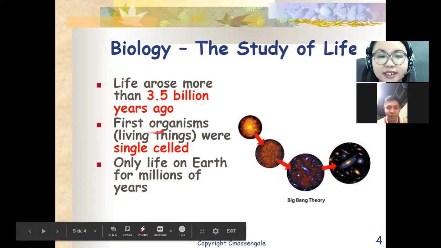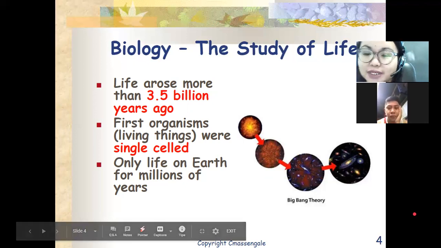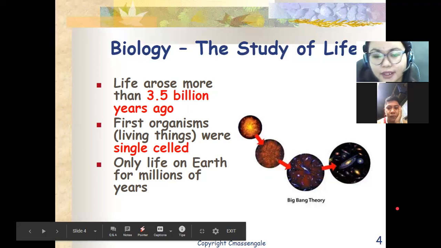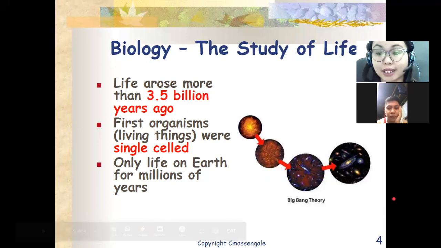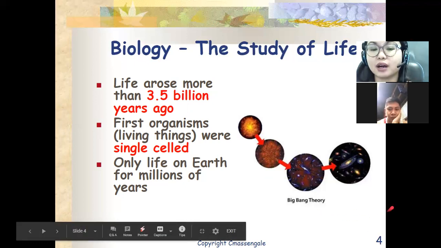The first organisms or living things were just single cell, meaning one cell. It's not like us. Humans are multicellular. Even plants are now multicellular. So the single-celled living things that remain until now are what? Bacteria, ma'am.